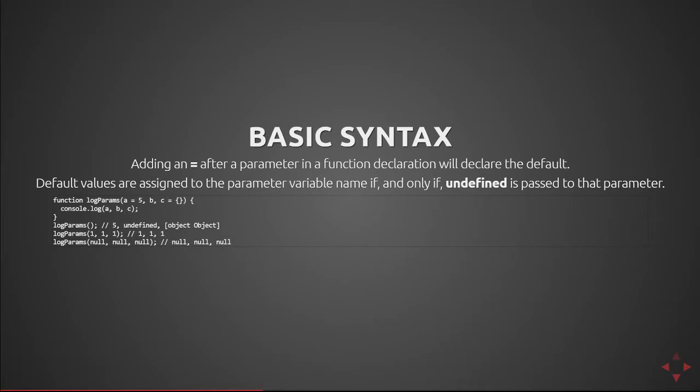So here's an example. I have function logParams where I have a equals 5, b, c equals object. If I were to do a console.log of a, b, and c and call it with no parameters, you'll see 5, undefined, and an object output. The reason b is undefined is because I don't provide it with a default. However, I do provide 5 and an object for a and c. If I pass in 1, 1, 1, meaning that all parameters are defined, it'll output 1, 1, 1. If I do nulls, you can see it considers it non-undefined, so it'll output null, null, null.